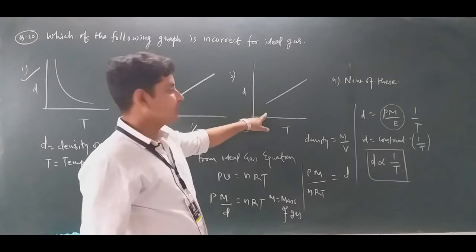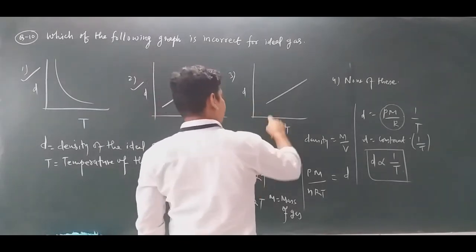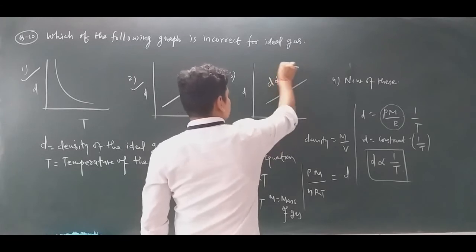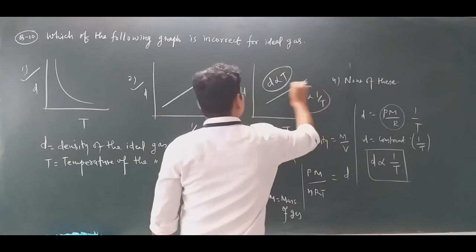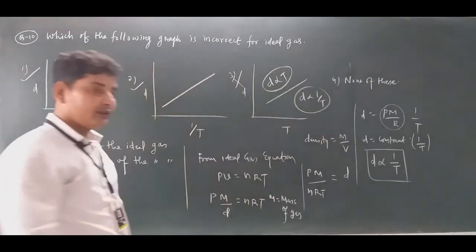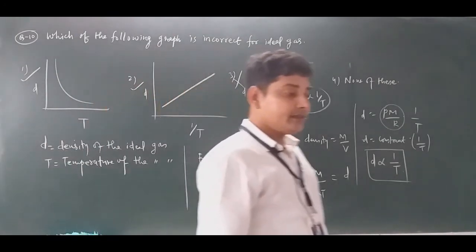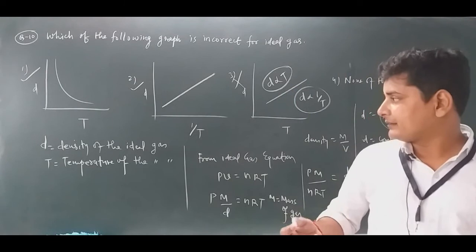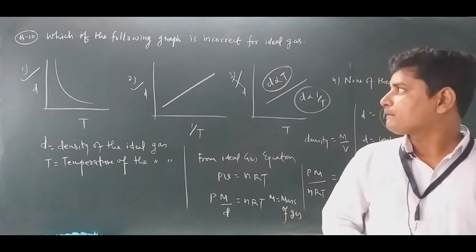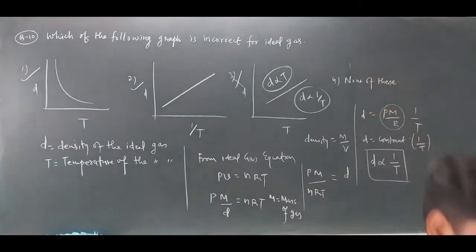This one is incorrect, because density is not directly proportional to temperature. This graph is saying that D is directly proportional to T, but we have calculated here that D is proportional to 1 by T. Definitely this graph is wrong. So this is the incorrect graph. I think you all are understanding these things, and the question is of a very moderate category. It was not a very tough question, it was a very easy question.